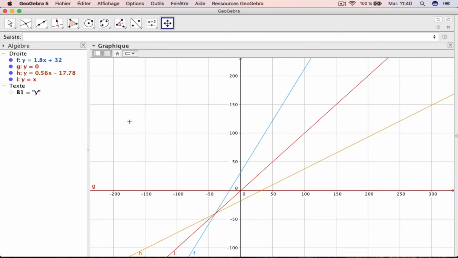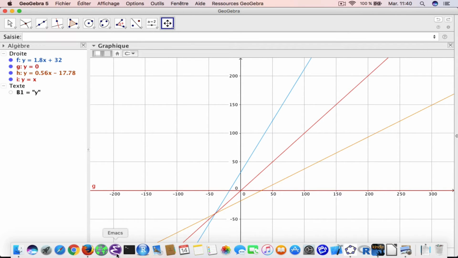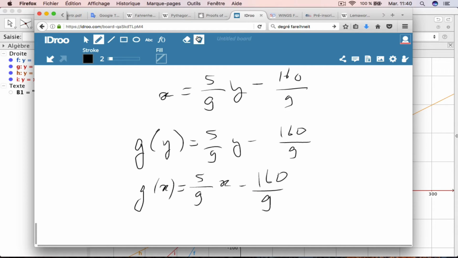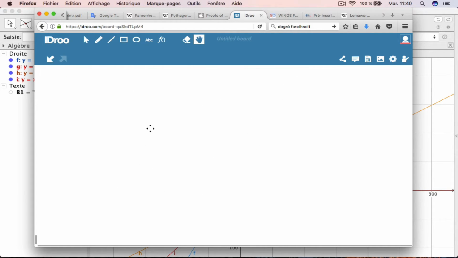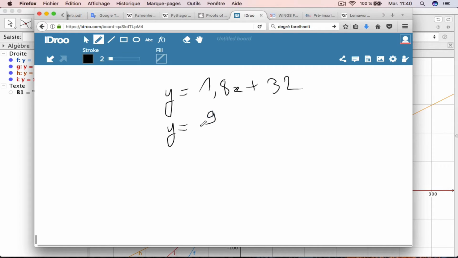And we can do it by calculus. So let's analyze what we've done. Let's do some example. We've got the formula 1.8 of x plus 32, or if you prefer with fraction, 9 on 5 times x plus 32. Let's assume we've got y equals 40. So that's 40 degrees Fahrenheit, and we want to know how many Celsius degrees we have.